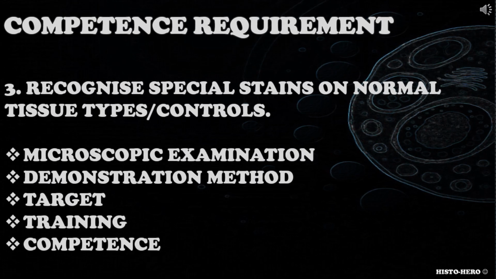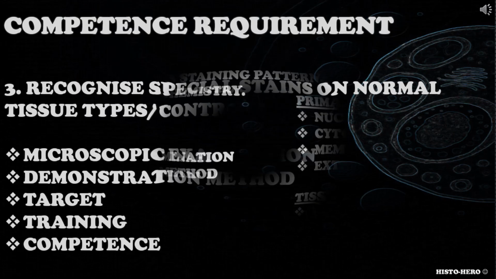The third competence requirement is for you to recognize special stains on normal tissue types, controls. Can you recognize types of special stains used to stain histological tissue? Consider demonstration methods for carbohydrates, lipids, pigments, minerals, infectious agents, and extracellular proteins, microscopic examination of stained slides, demonstration method used and the target element or structures they highlight, your training and competence.